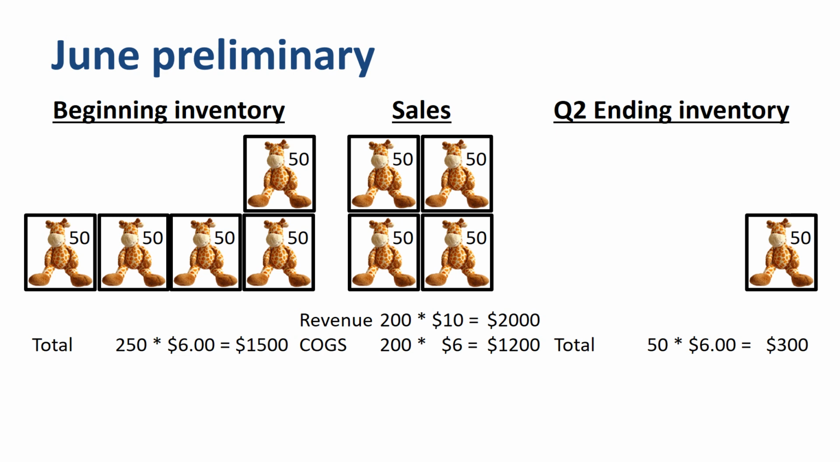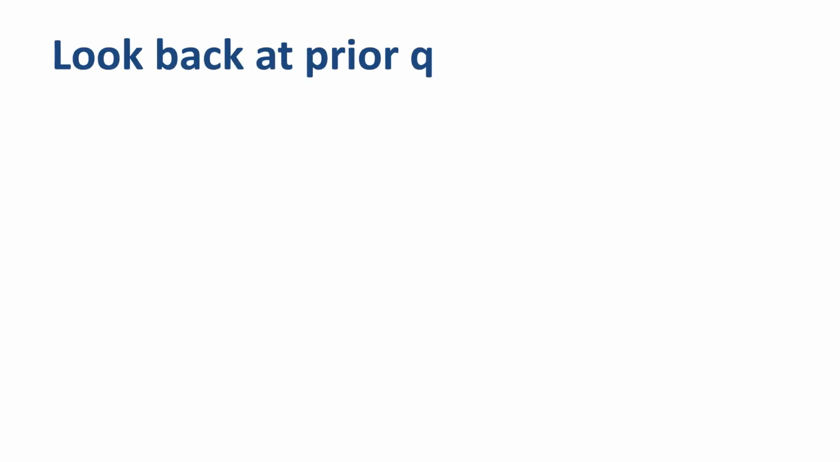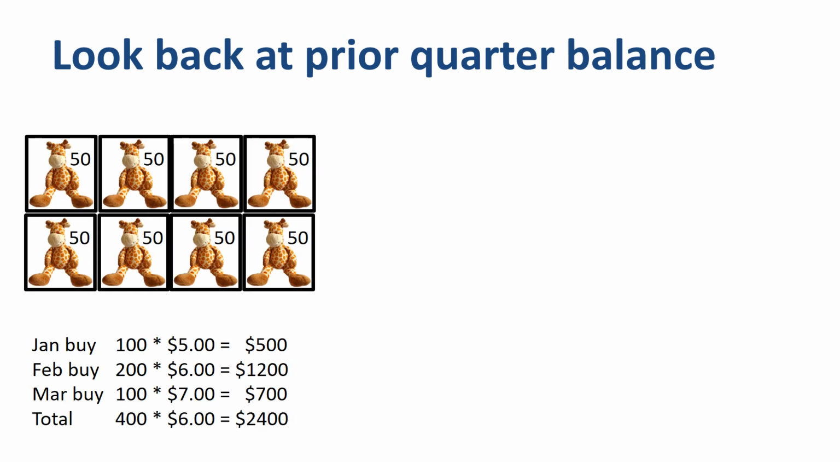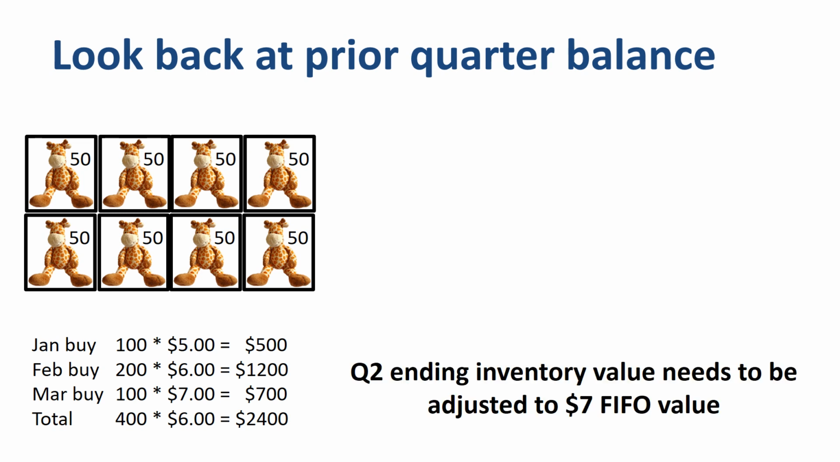This is where a quarter-end hard close is different from a month-end soft close. We look back at the Q1 purchase history and find out that the 50 units that we have in Q2 ending inventory, according to the FIFO first in, first out principle, are supposed to originate from the March buy at $7. So the Q2 ending inventory value needs to be adjusted to $7 in FIFO value.